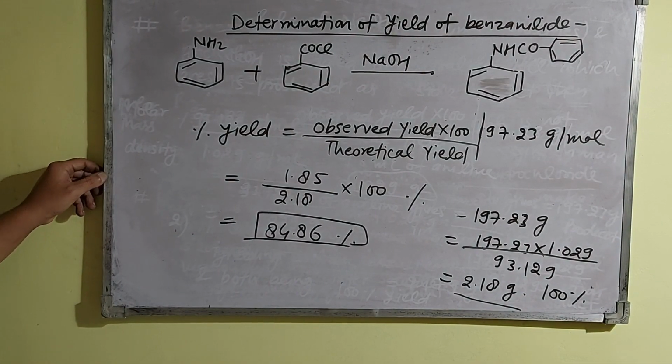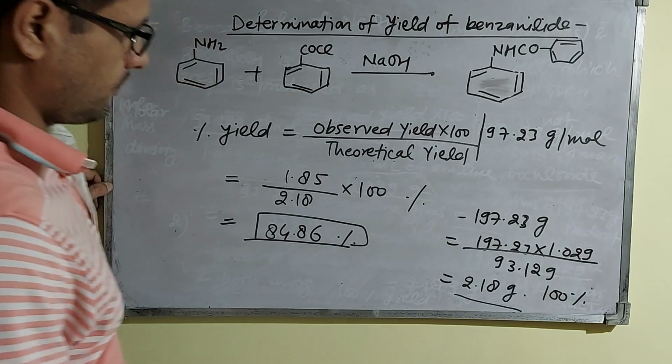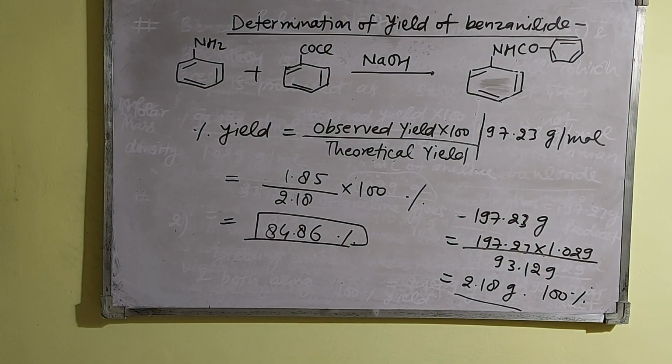And if you are talking about yield in grams, so that is 1.85 gram. And percentage, this is 84.86%.